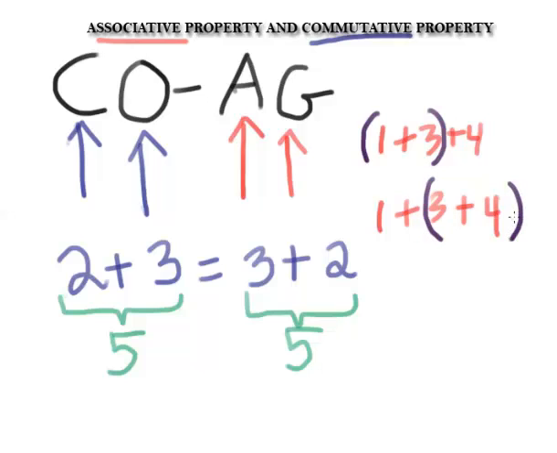Okay, now let's see what we have. On top we have 1 plus 3, which gives you 4, and then 4 plus 4 gives you 8. For the second one, you have to do 3 plus 4 first, which is 7, and 1 plus 7 is also 8. Right? This shows you that grouping them didn't matter. They both equal 8.